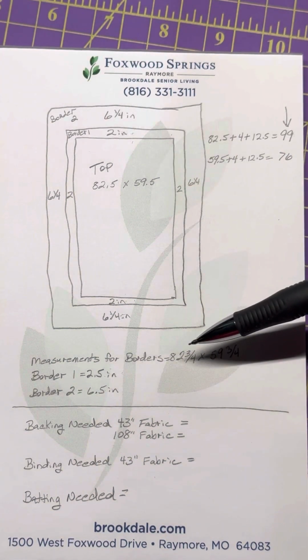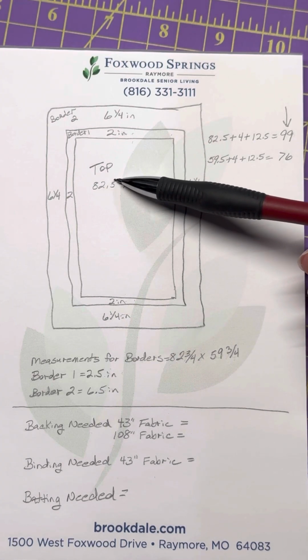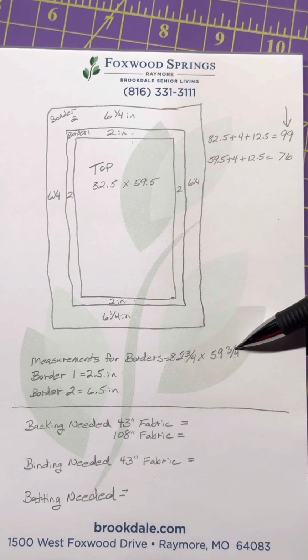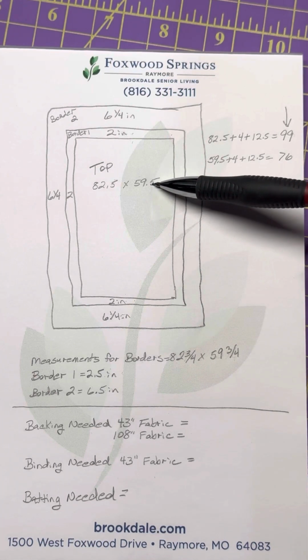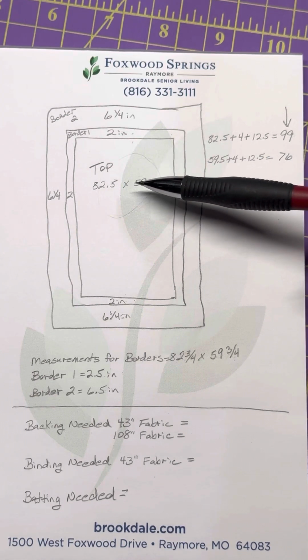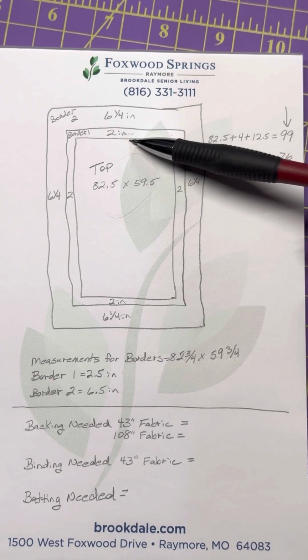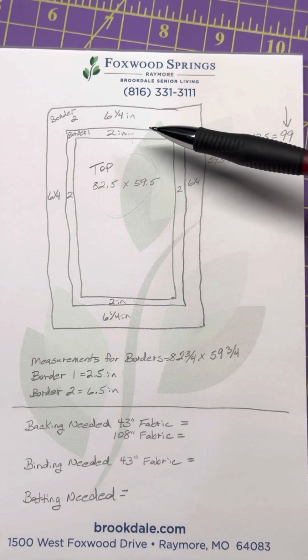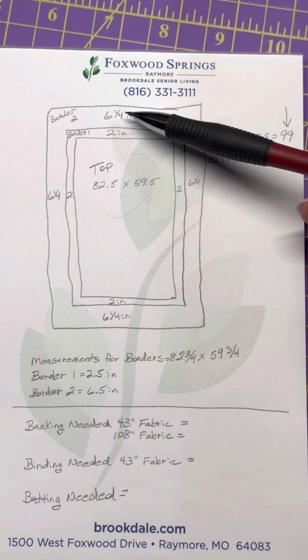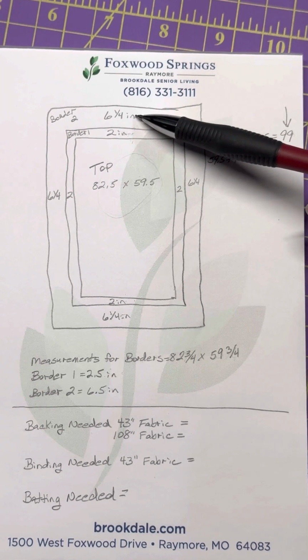Now, once I add the borders, I take a 1/4 inch off. That's 82.5. And I take a 1/4 inch off the width, which makes it 59.5. So now this is what my top should be after I've added the borders. I put a 2.5 inch border on, which means after I've put a seam on both sides, I lost a 1/4 inch on each side. So I have a 2 inch border. And then a 6.5 inch border with only one seam makes it a 6 1/4.